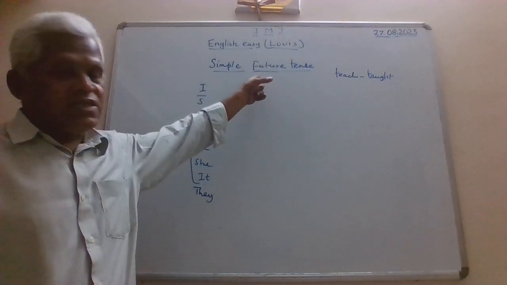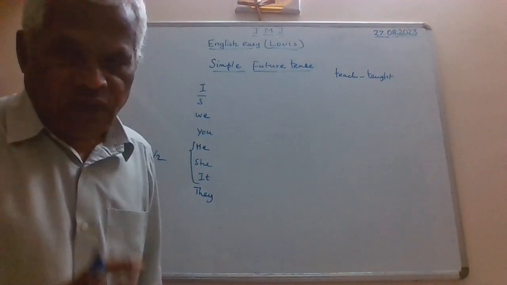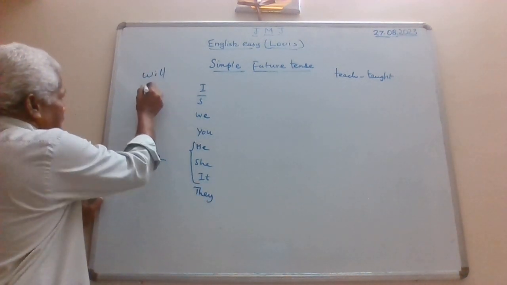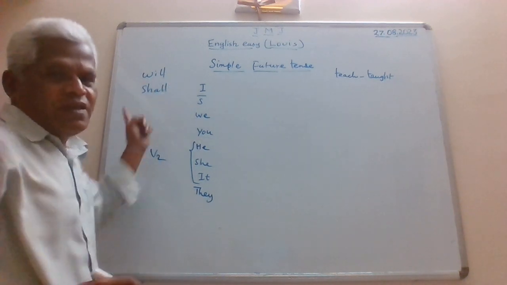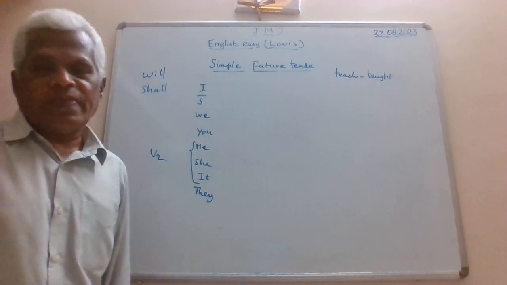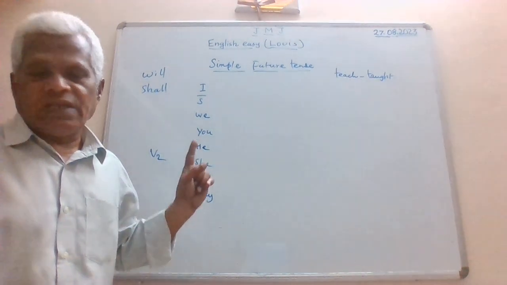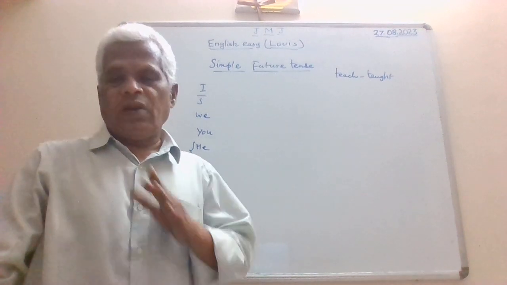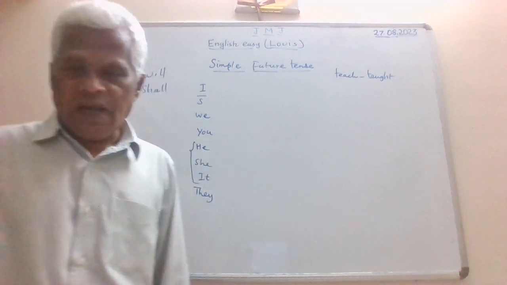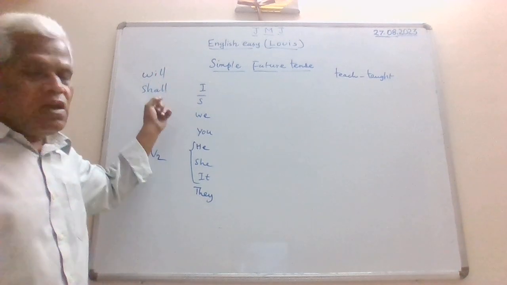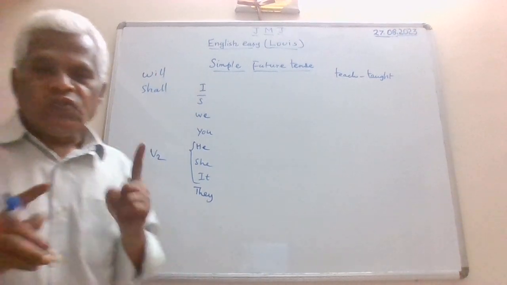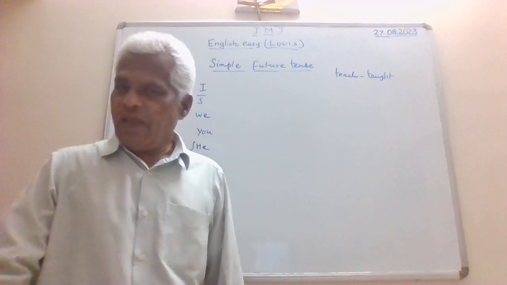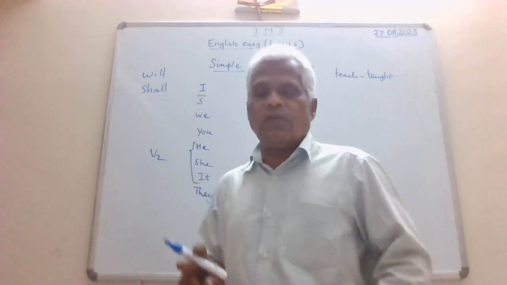Okay, since this is future tense, whenever you think of the word future, you must remember these two verbs, will and shall. Alright? Will and shall you must remember. This is the first information. And the second information that you will have to remember always is that after writing will or shall, you must use only the present form of the verb. Okay? You must use only the present form of the verb.